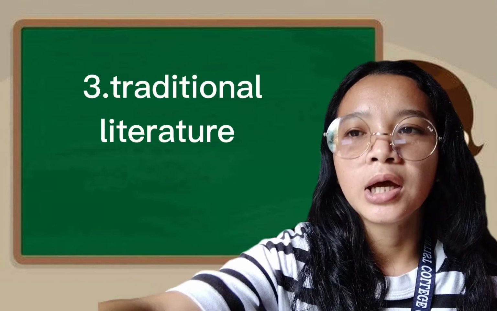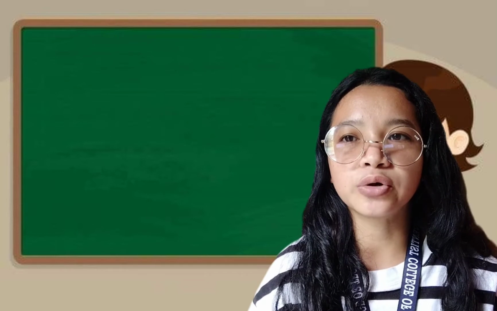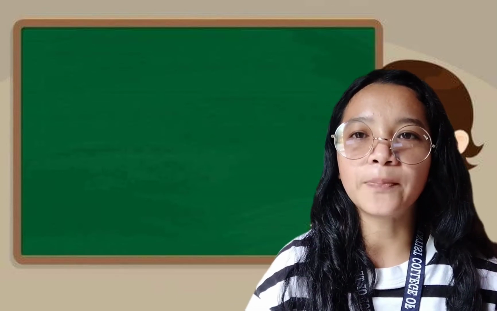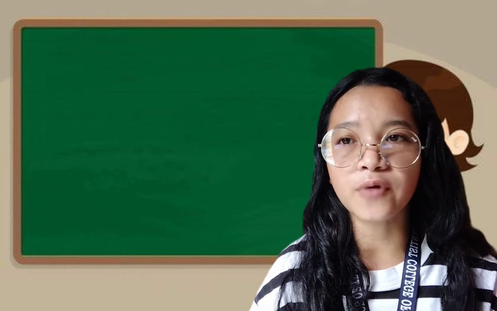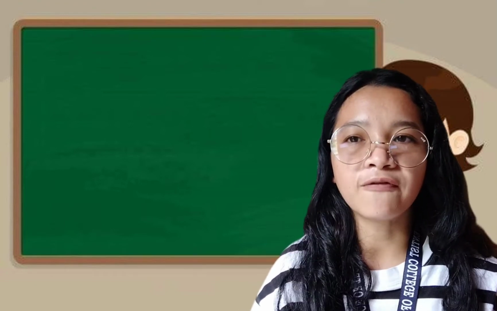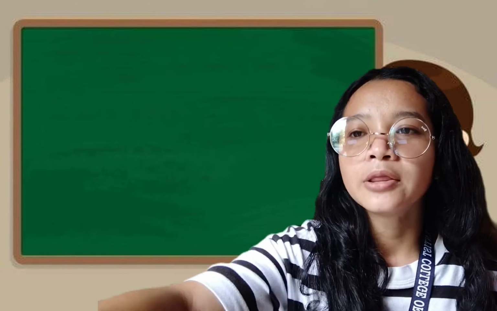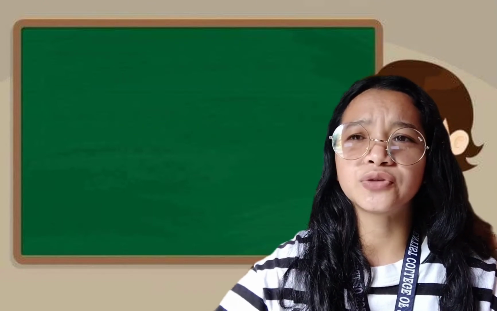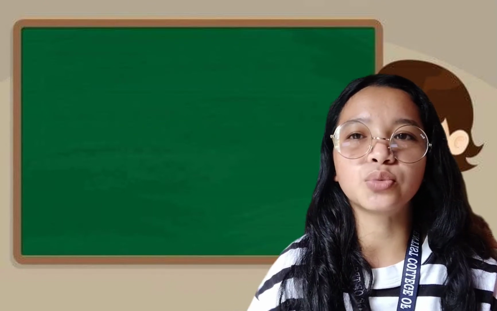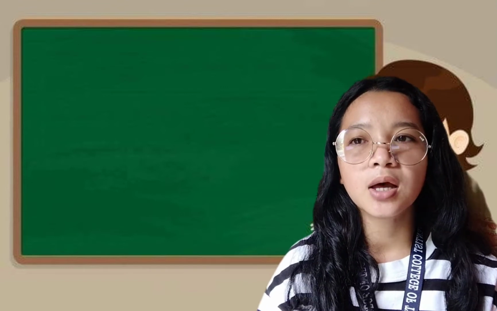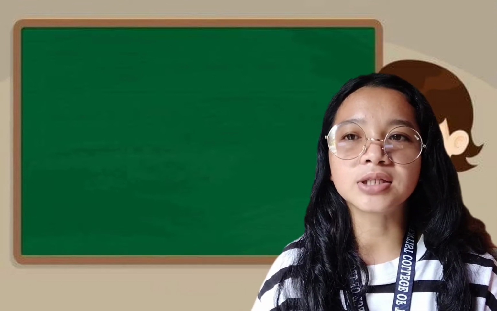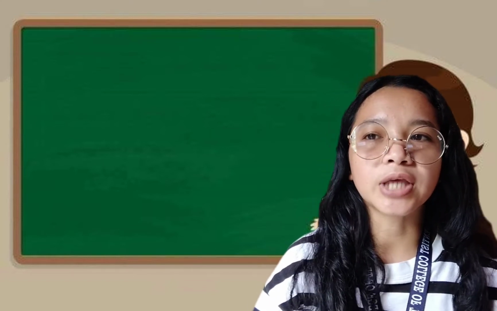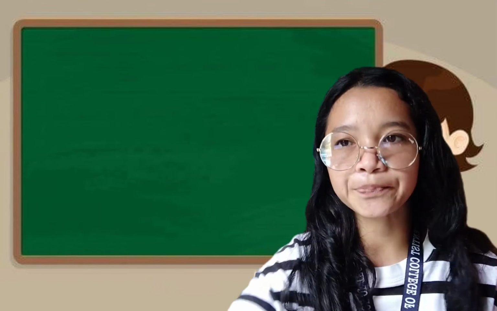Number 3, traditional literature refers to literatures or books that are passed from generation to generation: folklore, fables, legends, folktales, and myths. Number 4, historical fiction. Historical fiction pertains to literary text where some facts in the story can be traced to real historical events involving some real historical individuals, allowing children to take a trip back in time.